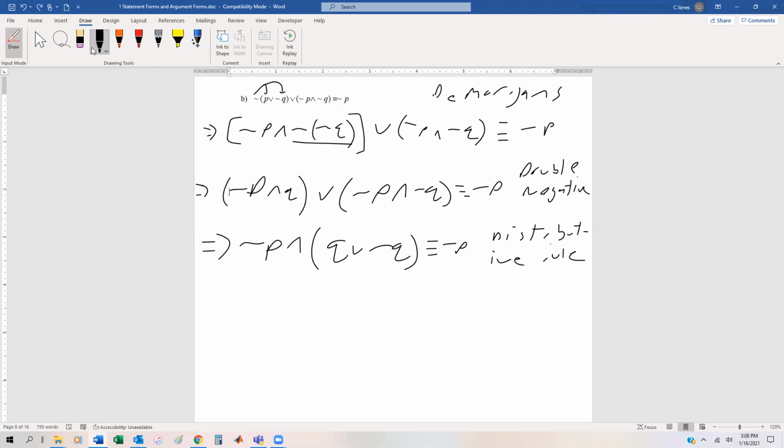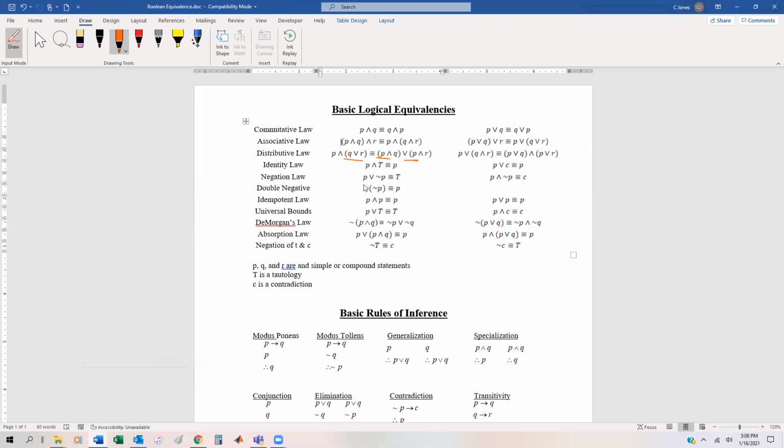Now the rest of this is pretty easy. We have Q or not Q. We're looking for something like that, and I believe we have P or not P, and that's a tautology, so that's our negation law right here. So P or not P.